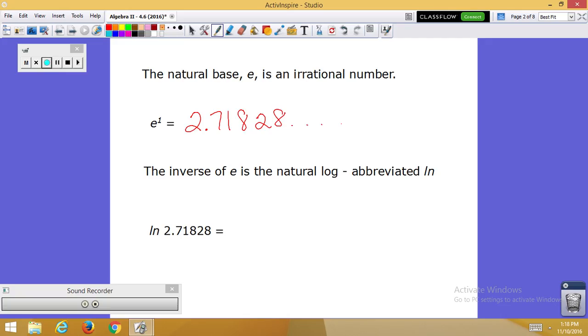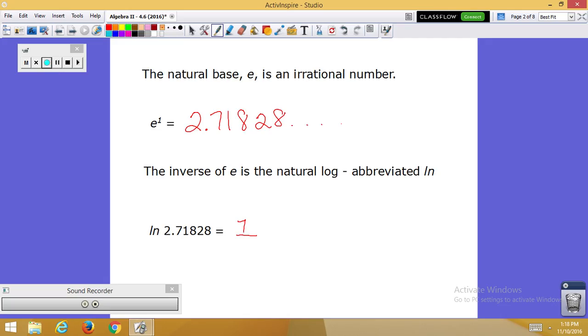The inverse function of e is the natural log, which is abbreviated ln. In other words, if you type in the natural log of 2.71828, you should find that that is pretty much equal to 1. Because e and the natural log are inverses, they undo each other.